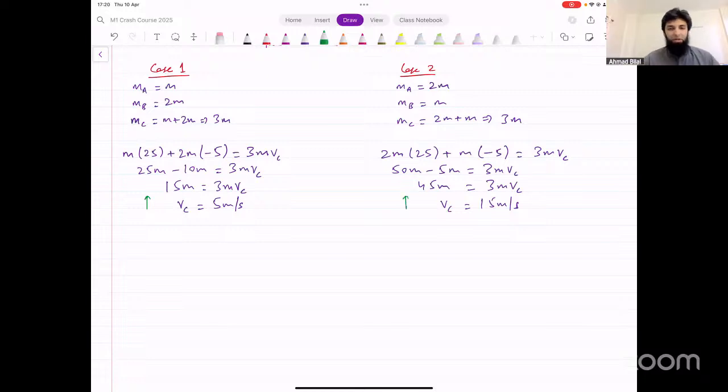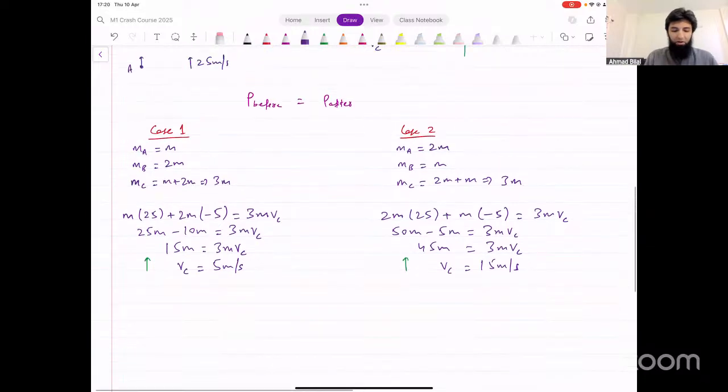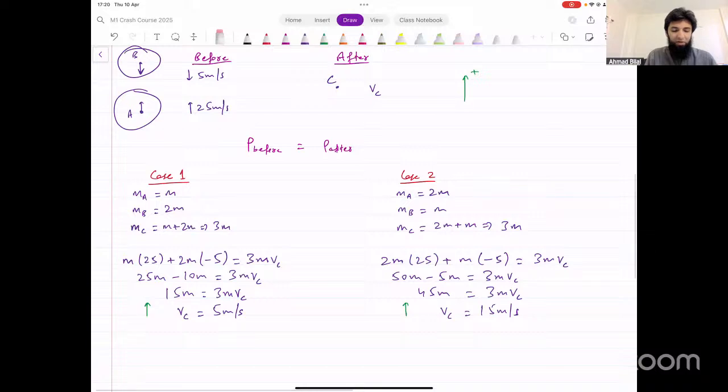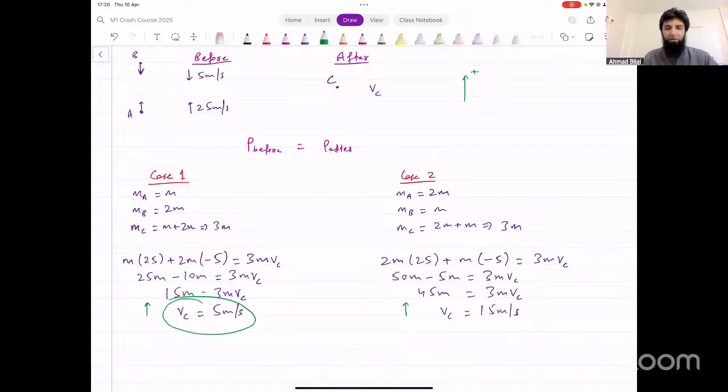Okay, so now the collision has happened. After that collision, the combined particle, depending on which mass is bigger, whether A's mass is bigger or B's mass is bigger, either starts moving in the upwards direction at 5 meters per second, or it starts moving at 15 meters per second in the upwards direction. One of these two things happens.